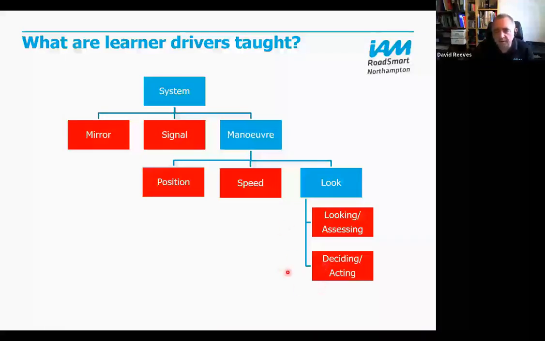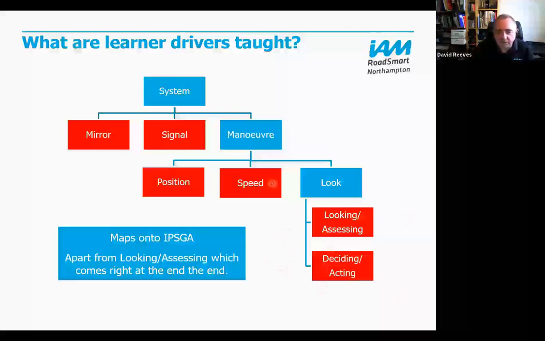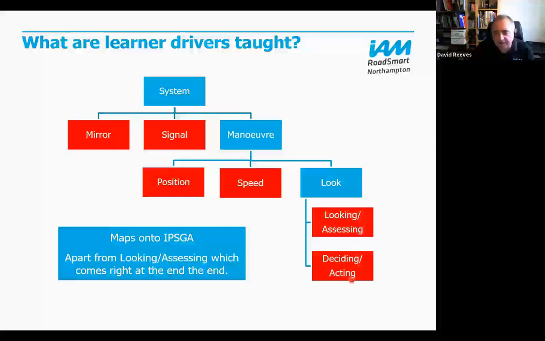So if there's one thing with this, first of all, it now maps on to our IPSCA pretty much, except for looking, assessing, deciding, and acting, where it would be nice if those things happen much earlier, if we started doing them while we're doing position, speed, and so on. Then it would be more like IPSCA. We're simply moving those things a little bit earlier. Hang on though, it still hasn't quite answered why people consistently have a problem with this one. Now I'm using this model. I'm just going to go on to the next slide.